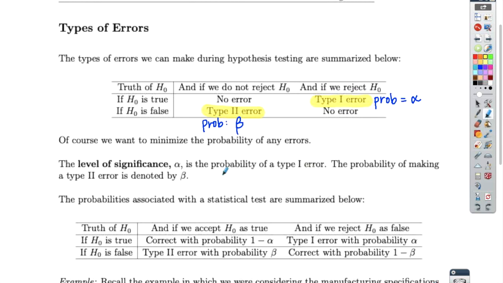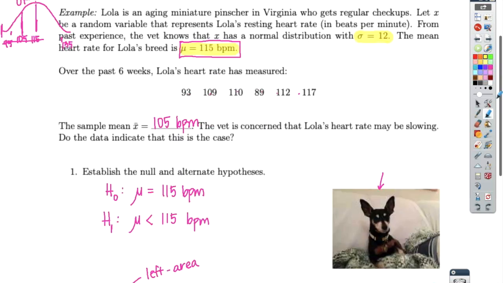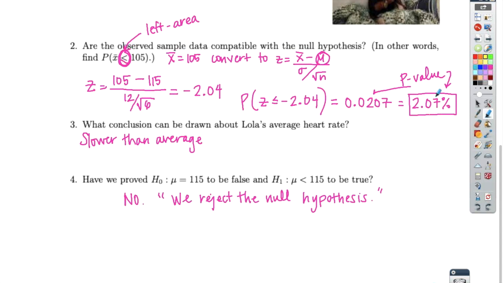Alpha also has a special name. It is called the level of significance. And basically what it does for you is give you a cutoff for the probability. So remember, on the LOLA problem, we found a probability of 2.07%, which is pretty low. But in order to be able to say it's too low, someone needs to give us a cutoff.